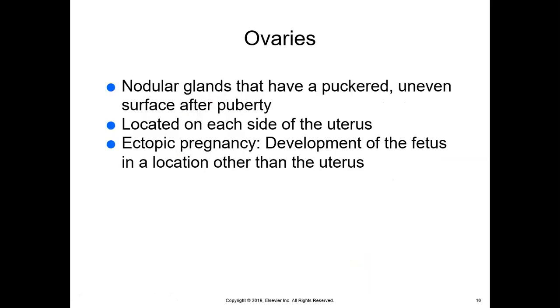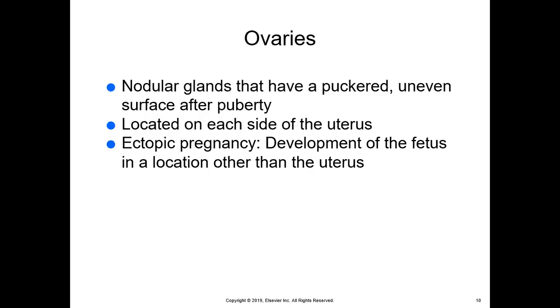So let's look at the ovaries. Ovaries are nodular glands that have a puckered, uneven surface after puberty. The ovaries are located on each side of the uterus. And also this is where we can talk about an ectopic pregnancy.